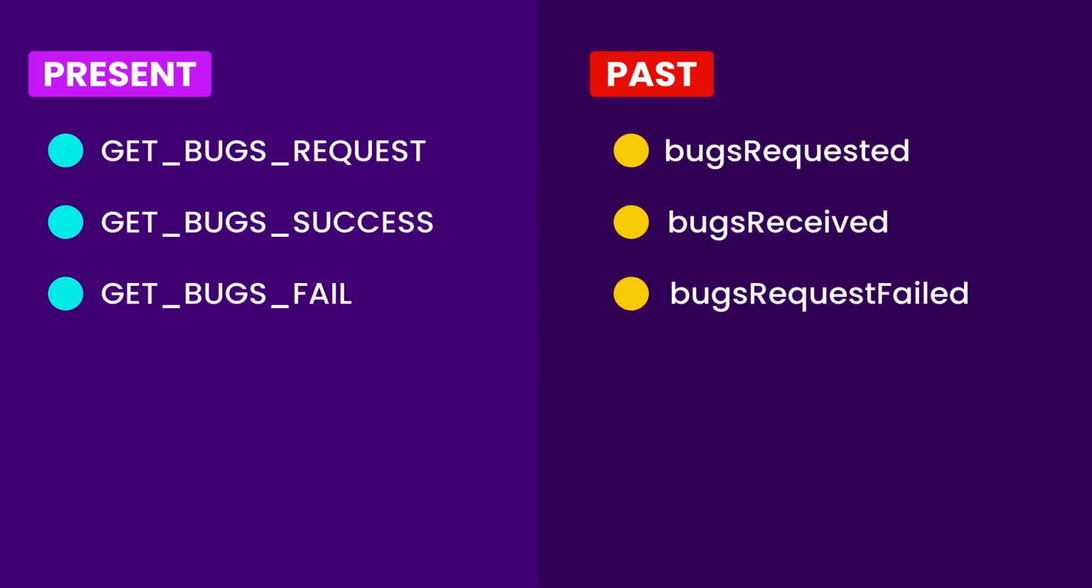Now, there are various naming conventions for naming these actions. Here's one convention that a lot of people use: get bugs request, get bugs success, and get bugs fail. Now, I personally prefer to name my actions in the past tense. So here we have another convention: bugs requested, bugs received, and bugs request failed. If you don't like this convention, don't use it. Feel free to use any conventions that you prefer.